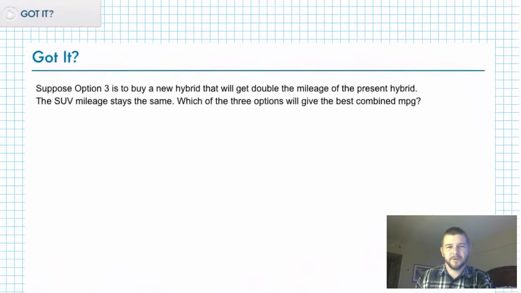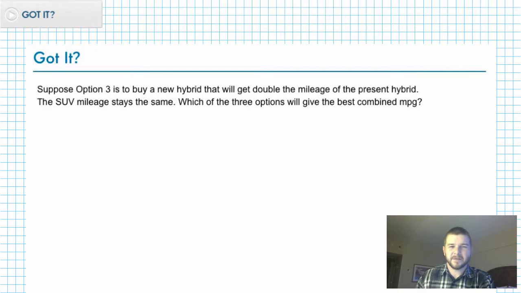And your chance to show that you have got it. Suppose option 3 is to buy a new hybrid that will get double the mileage of the present hybrid. The SUV mileage stays the same. Which of the three options will give the best combined miles per gallon? You may want to rewind the video to consider the example one more time or to grab the details as you work out this problem.